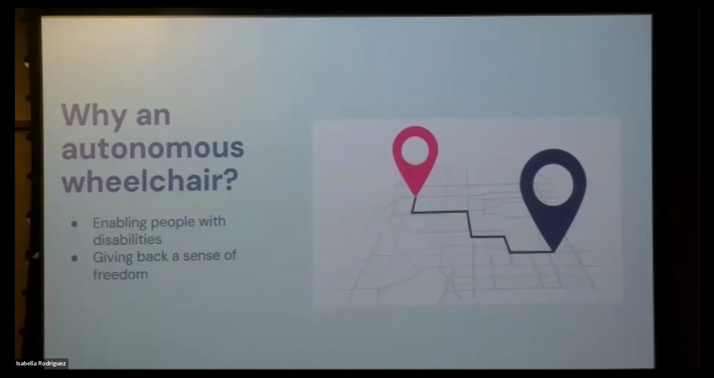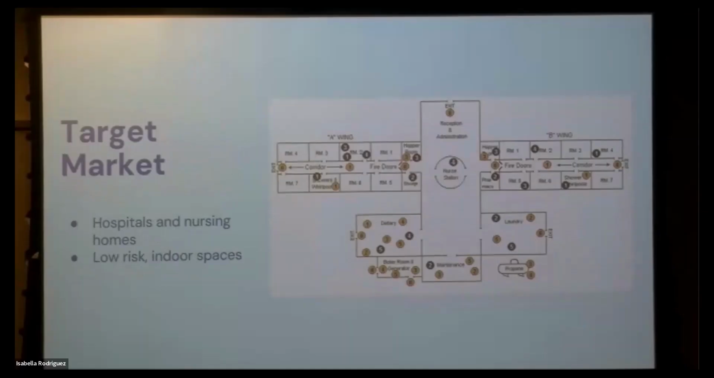So for our target market, for right now, we want to keep this project indoors only, just to limit the constraints and variables of the outside world. Our examples are hospitals and nursing homes. In the graph here, we have a nursing home situation. It's low risk and you're maintaining control of the space environment that you're in. The reason this is a target market is because sometimes you need nurses to wheel people around. That might be a little too complicated at times, depending on the time of day.